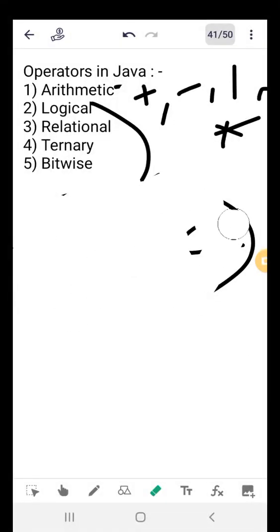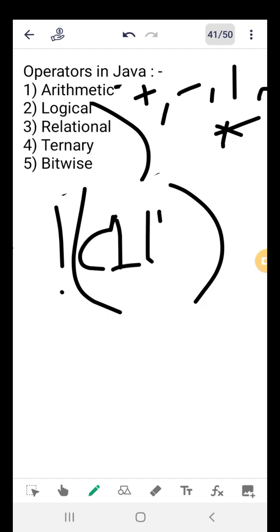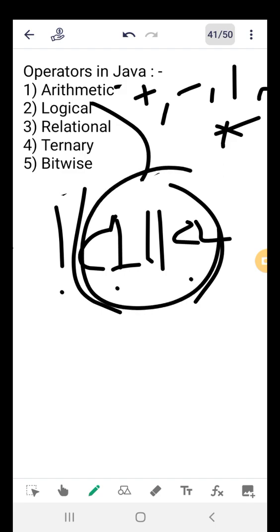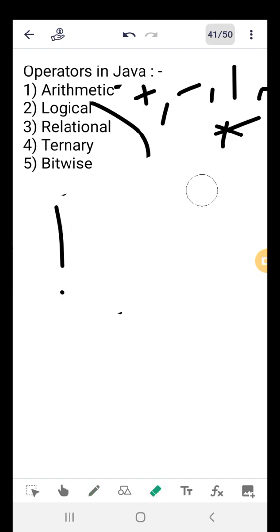And another is there, that is not. This one, not, will just negate the whole condition. For example, here is C1 or C2, two conditions with an or operator. Not will just negate the condition. That means the condition that either this is true or this is true, this should not be. You know that. See how to understand it.